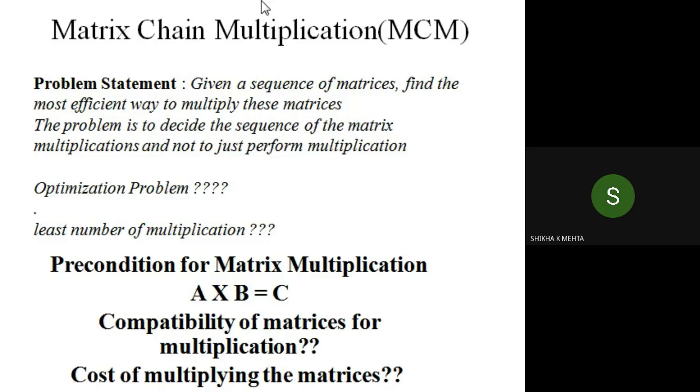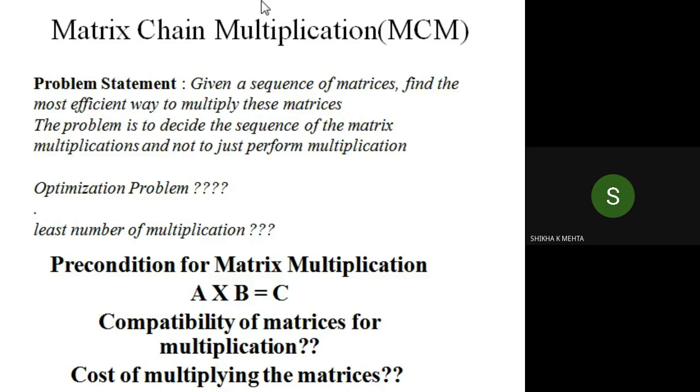So the question is, if there are two matrices, we require the same number of multiplications? Yes, for two matrices we require only the same number of multiplications. But when we have a large number of matrices, let us say we have three matrices and we want to multiply, what should we do?